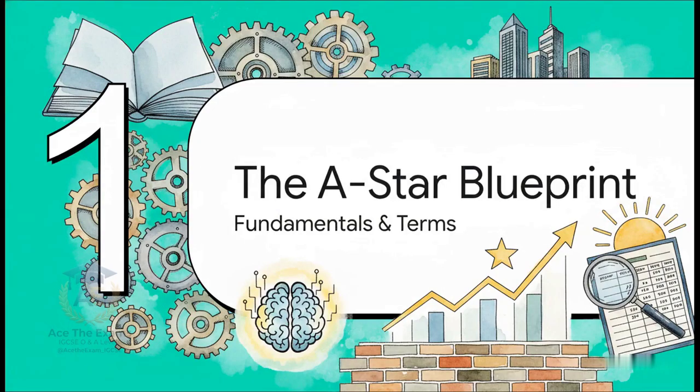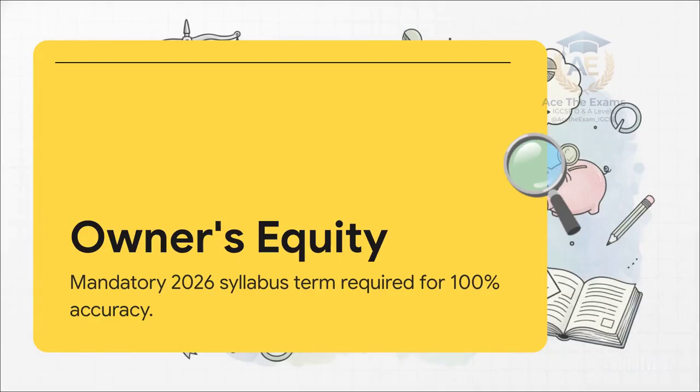Section 1. The A star blueprint, focusing on fundamentals and terminology. Now, I realized something super important recently. Cambridge transitioned to modern international terminology for the 2026 syllabus. You guys, this means using outdated terms will literally cost us marks. It's a simple fix, but absolutely crucial.